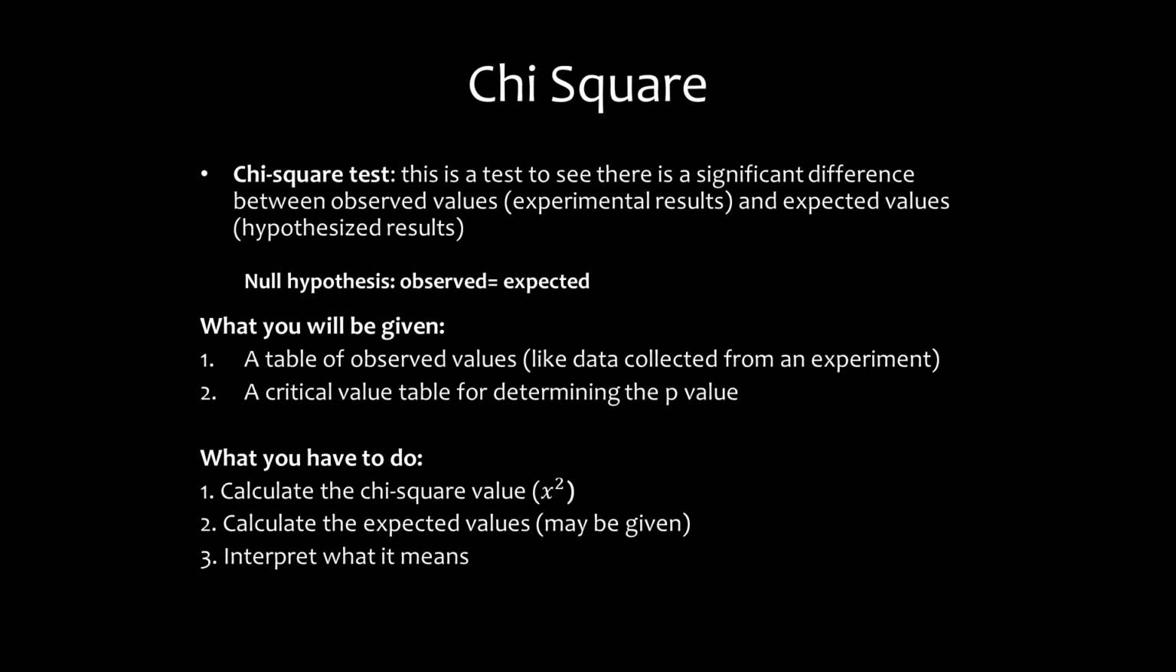Then, what do you have to do? Well, you'll have to calculate the chi-square value. That's this little x, which is called the chi-square. Second, calculate the expected values, which may or may not be given. And then third, you need to interpret what it means.